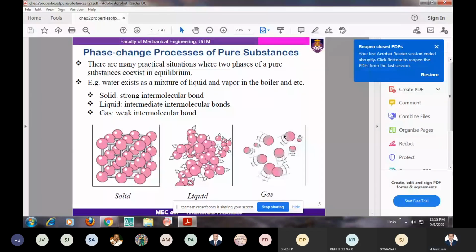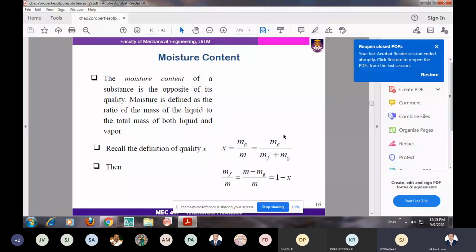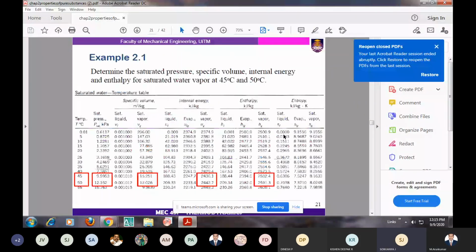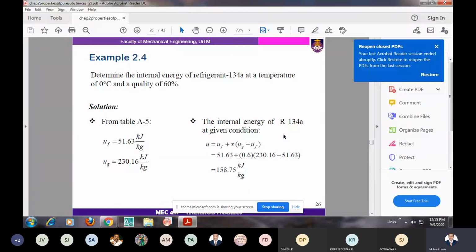What question, ma? 2.4. This question, yeah. This sum. Yes, sir. Determine the internal energy of refrigerant 134A at temperature 0 degrees Celsius and quality 60%. We have to use the refrigerant 134A table. That was not given in the last class, so now that was added today.